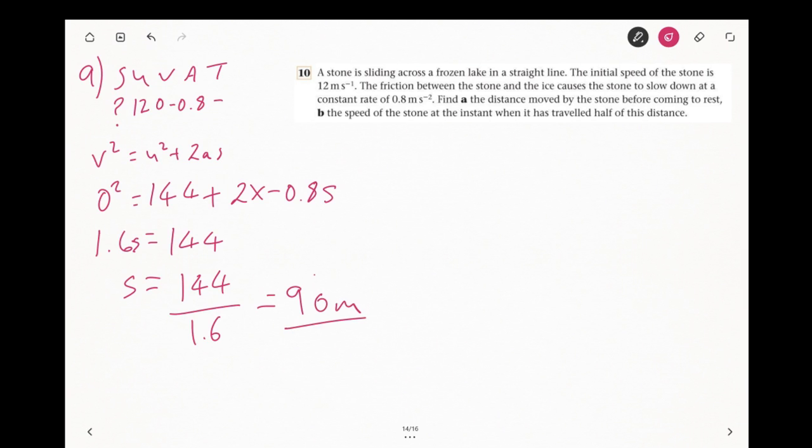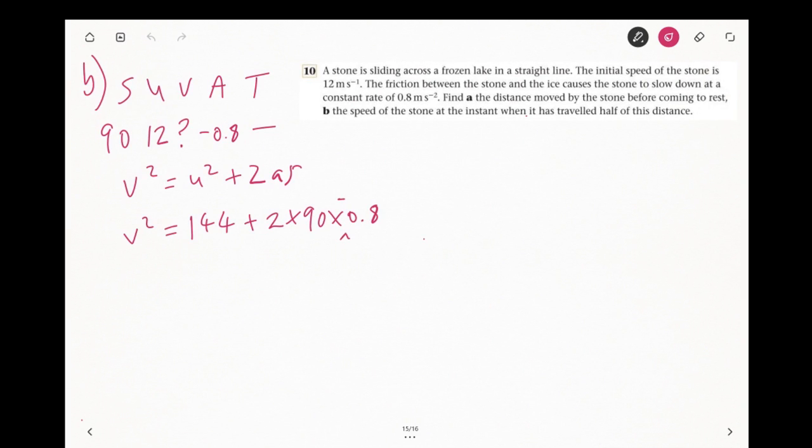The next question asks us to look at the speed of the stone when it's travelled half of that distance. The distance is 90, so half of the distance is going to be 45. Let's just change that. I started this earlier and then realised I'd made a mistake. So we've got 45 meters, and we've still got the same deceleration.